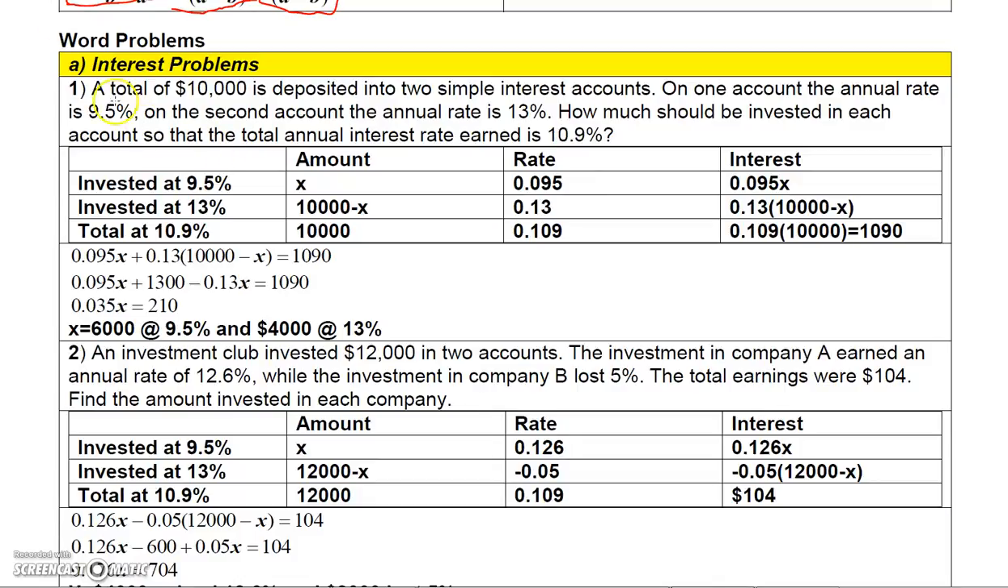So now, let's look at number 1 here. A total of $10,000 is deposited into 2 simple interest accounts. On one account, the annual rate is 9.5%. On the second account, the annual rate is 13%. How much should be invested in each account so that the total annual interest rate earned is 10.9%?